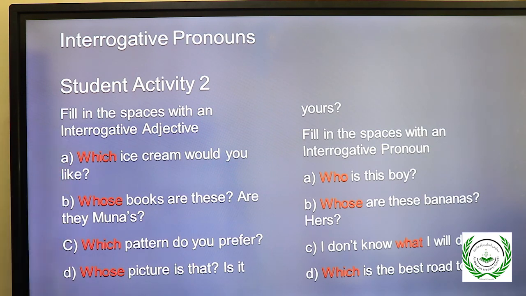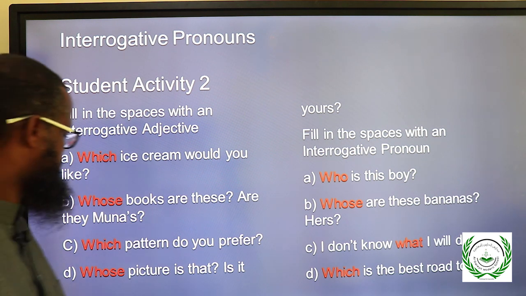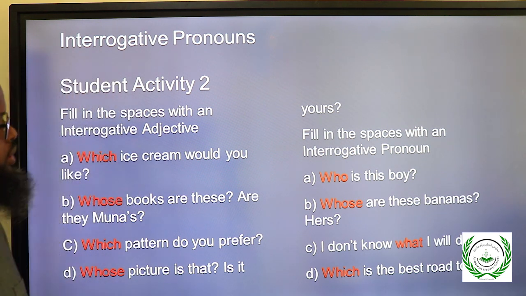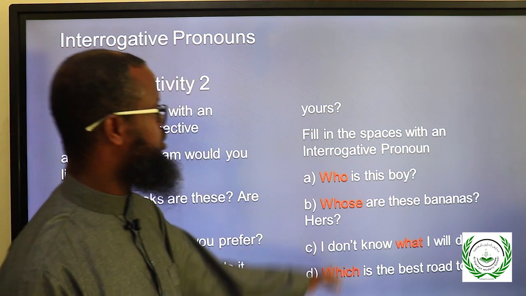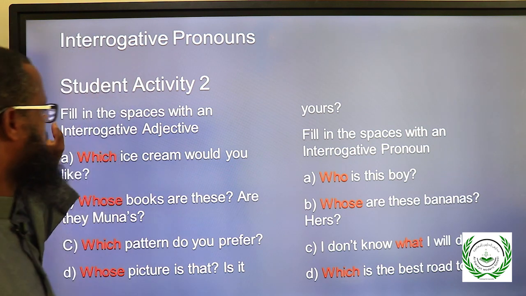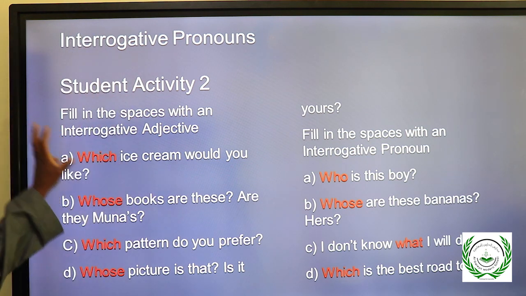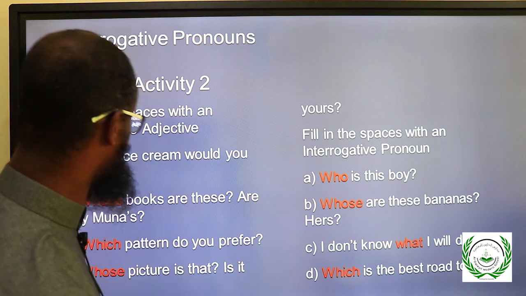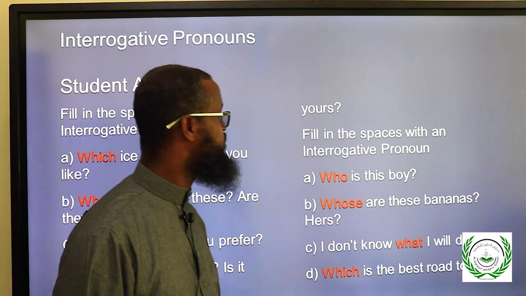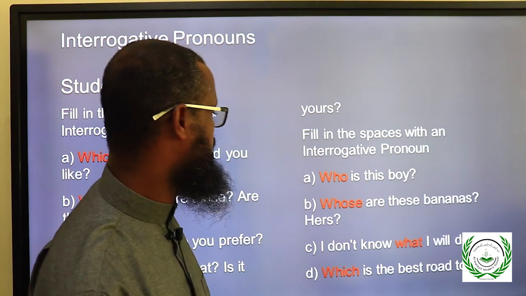Here are the answers. Which ice cream would you like? Whose books are these? Are they Muna's? Which pattern do you prefer? Whose picture is that? Is it yours? These were the ones where you fill the blank spaces with interrogative adjectives, whereas here you fill the empty spaces with interrogative pronouns.